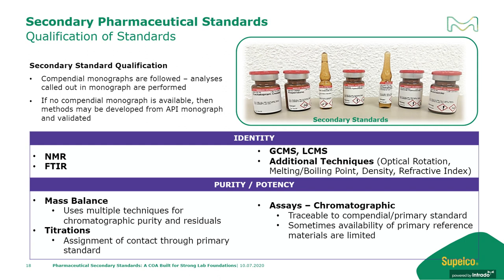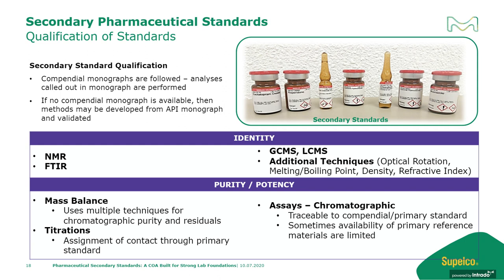So typical identity testing includes NMR, IR, mass spec, or other techniques such as optical rotation, melting point, boiling point, density, and refractive index. These are the qualitative tests. Then there might be multiple methods associated with the purity or potency testing in a given monograph. So a mass balance technique would include chromatographic purity and residual measurements. Compendial purity methods also include titrations.